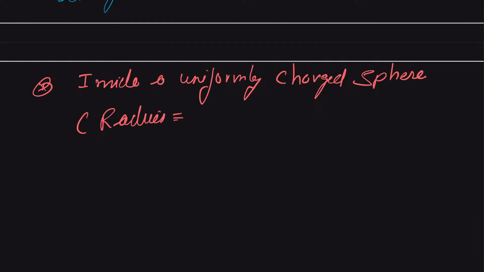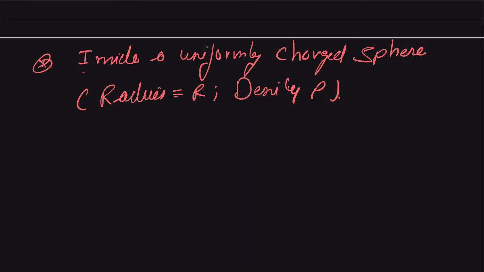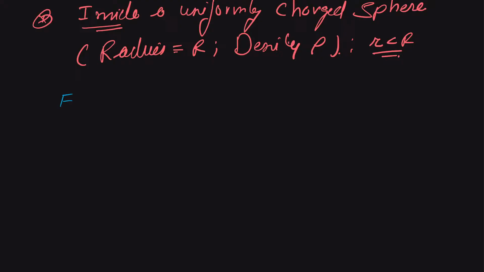The radius is given as capital R, and its charge density is given as rho. So we are going to find the field inside, and for inside we are going to take a Gaussian surface of radius small r, which is less than capital R. Therefore we can write that the electric field because of the sphere at a distance r will be equal to rho upon 3 epsilon naught, in the r unit vector. Like I said, this is for r less than capital R.